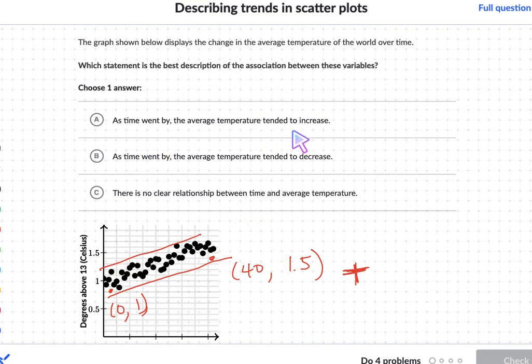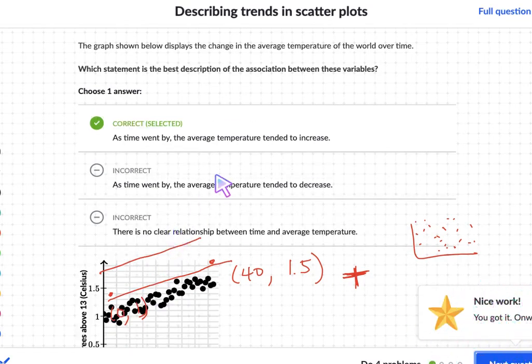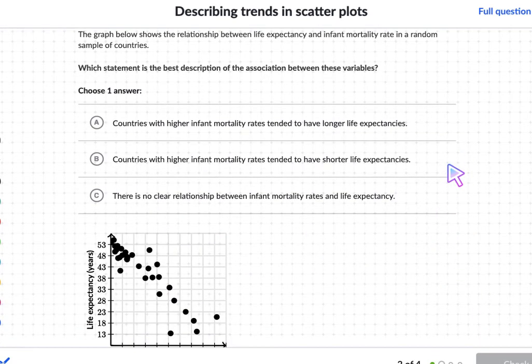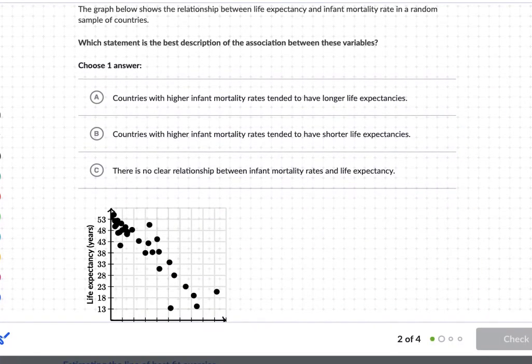And I love how they use the words tends to, so we want to make sure we use that one as well. As time went by, the average temperature tended to increase. That's what we found. Tended to decrease would be the opposite way. And then no clear relationship would be like if it was just like a blob of points. Like I can't find a relationship at all. There's dots just everywhere. Okay? So tends to is your key words there. Go ahead and pause this video and try this one on your own.